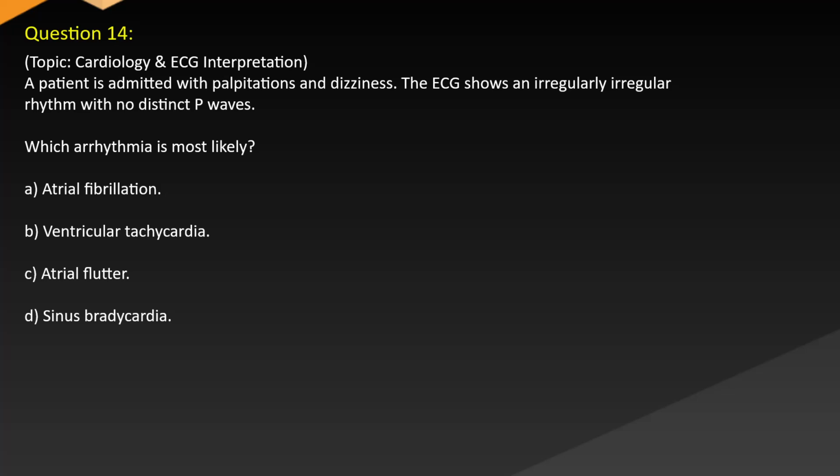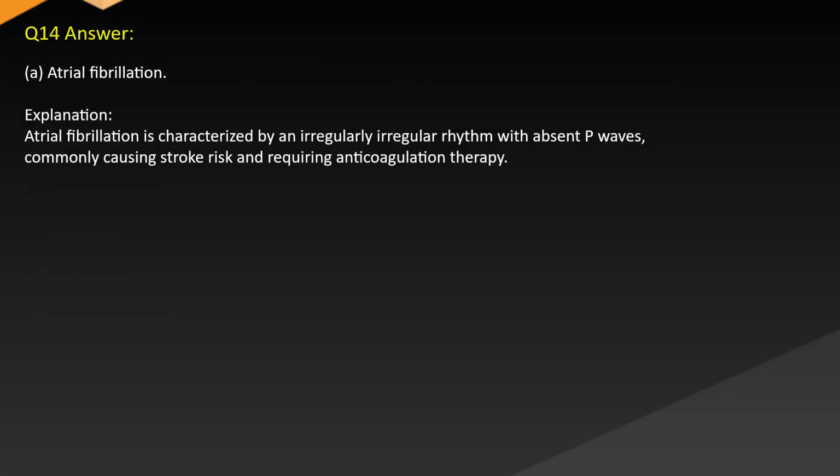A patient is admitted with palpitations and dizziness. The ECG shows an irregular rhythm with no distinct P waves. Which arrhythmia is most likely? A. Atrial fibrillation. B. Ventricular tachycardia. C. Atrial flutter. D. Sinus bradycardia. Correct answer: A. Atrial fibrillation.